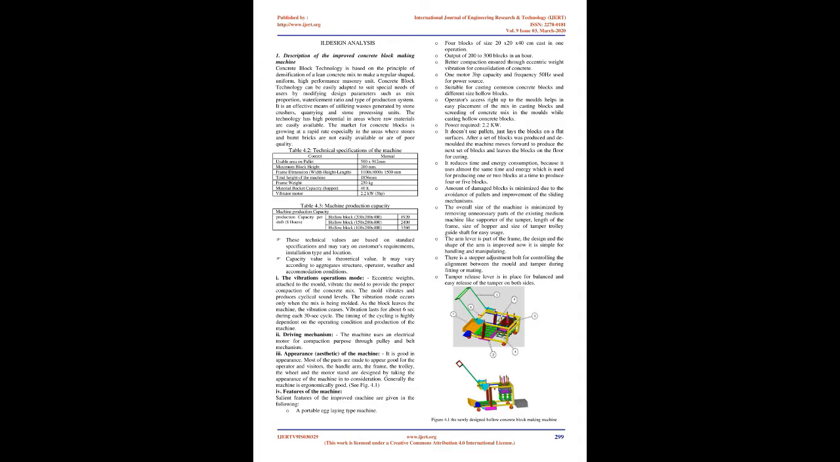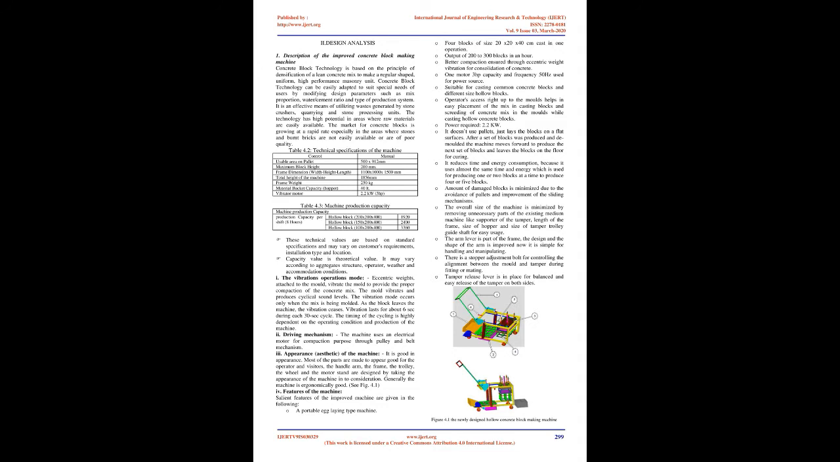4. Features of the machine. Salient features of the improved machine are given in the following. A portable egg-laying type machine. 4 blocks of size 20 x 20 x 40 cm cast in one operation. Output of 200 to 300 blocks in an hour. Better compaction ensured through eccentric weight vibration for consolidation of concrete. 1 motor of 3 HP capacity and frequency 50 Hz used for power source.